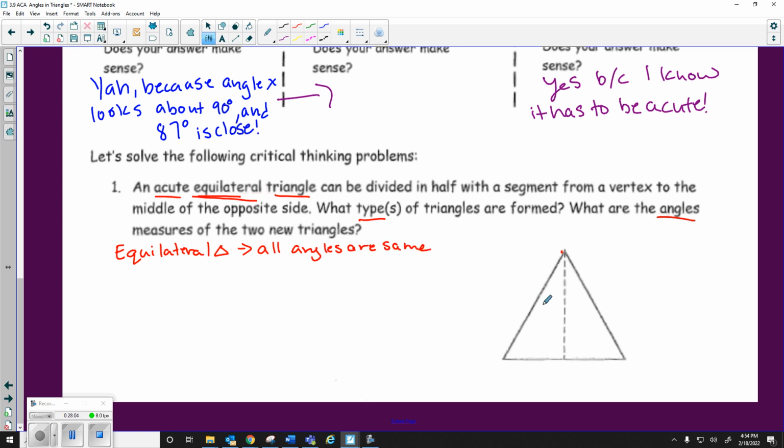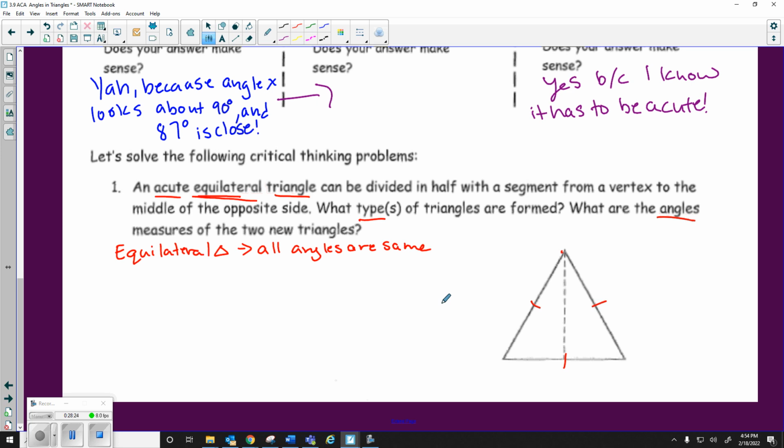Okay, again, I'm going to go ahead and mark it. I know it's equilateral, so that means this side is the same as this side, is the same as this bottom side, before I do any of the cutting. Now, because all three sides are the same, that means those angles are going to be the same too. That makes sense. If the angle is open the same amount, that means all the sides are the same amount.